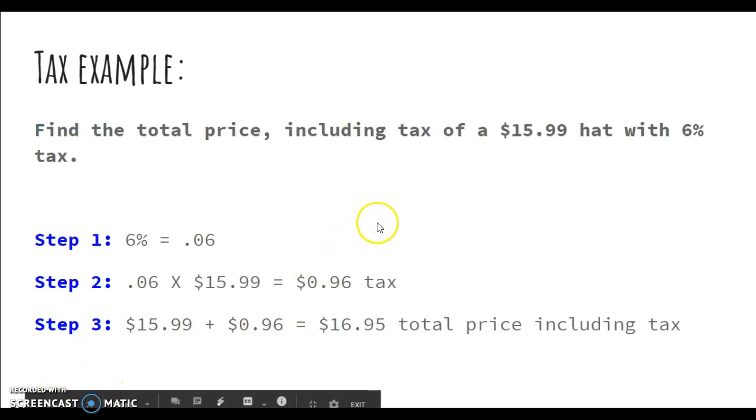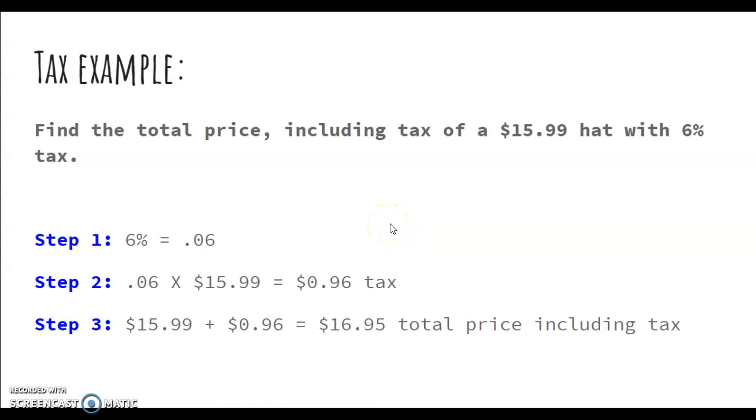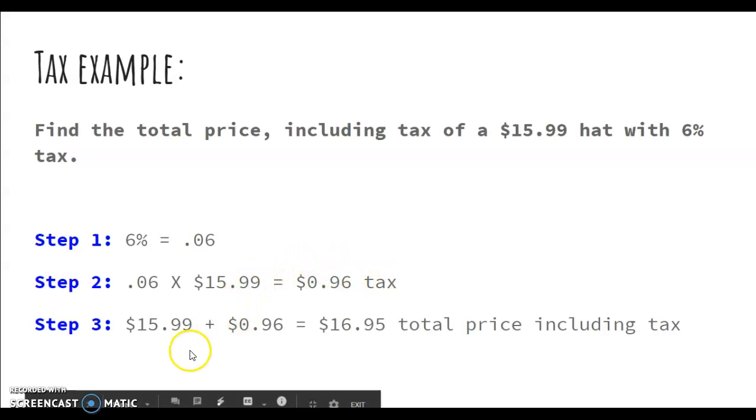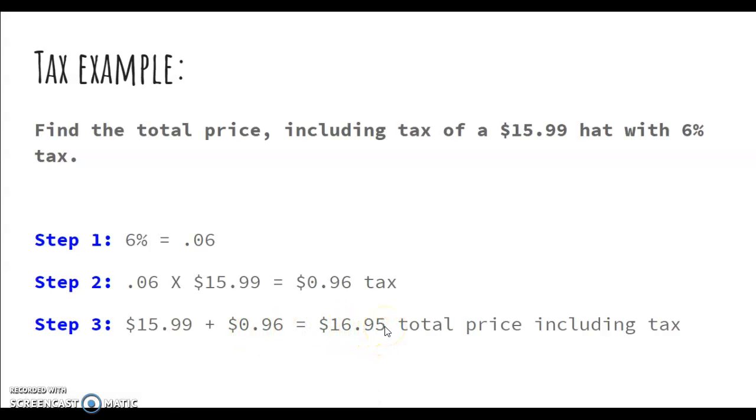So an example is: find the total price including tax of a hat that costs $15.99 with a 6% tax. So the first step is to convert 6% into a decimal, which is 0.06. Second step is to multiply the converted percent by the price of the item, which is $15.99, which gives you a 96-cent tax. You add that tax amount to the original price of the product, which gives you $16.95 total price, including the tax for the hat.